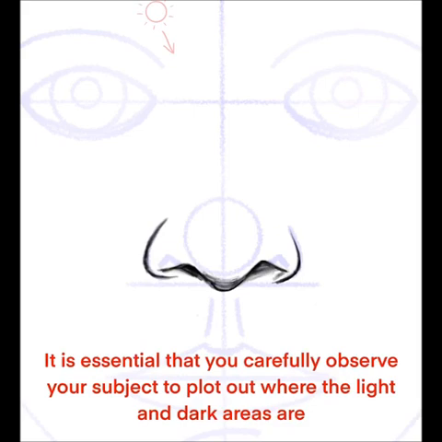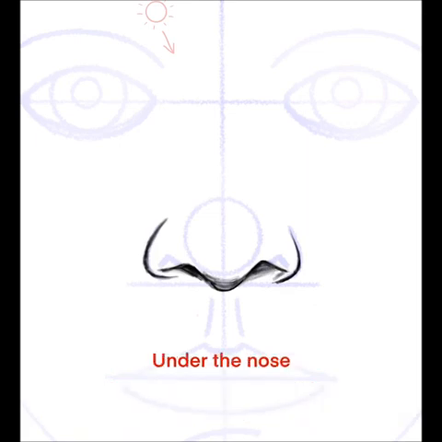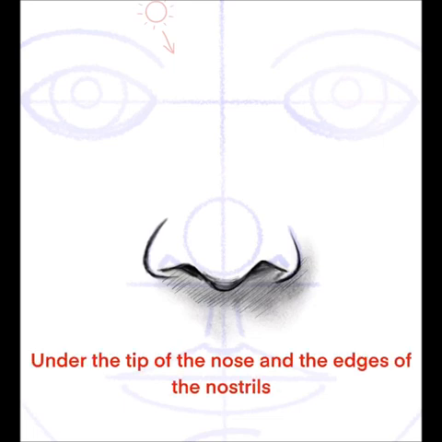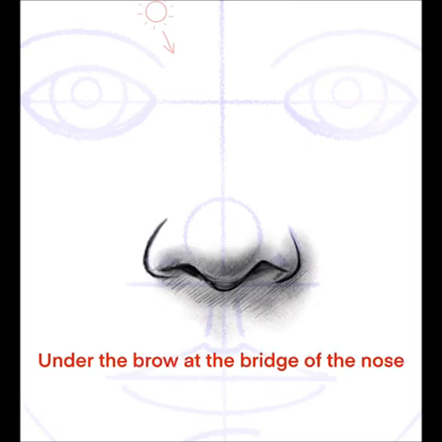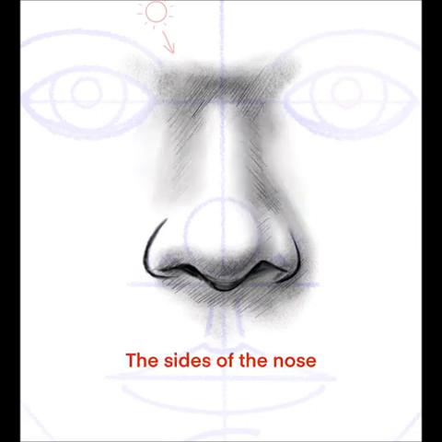It is essential that you carefully observe your subject to plot out where the light and dark areas are. However, you can probably make some good guesses about where the shadows will be when light is coming from above. Under the nose, under the tip of the nose and the edges of the nostrils, under the brow at the bridge of the nose, the sides of the nose.